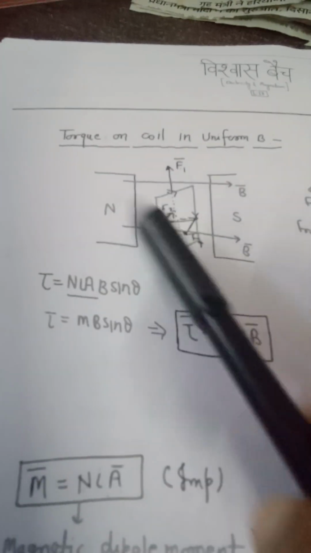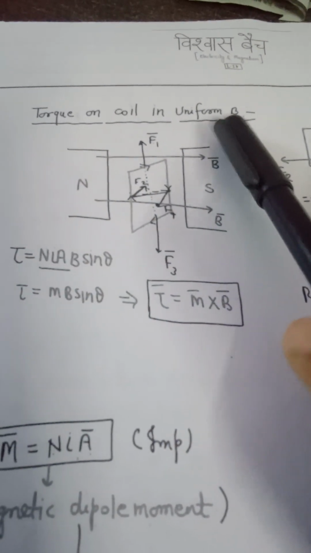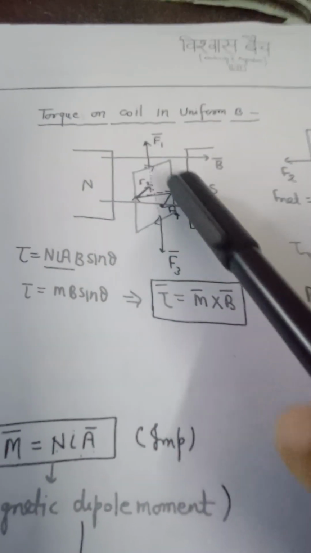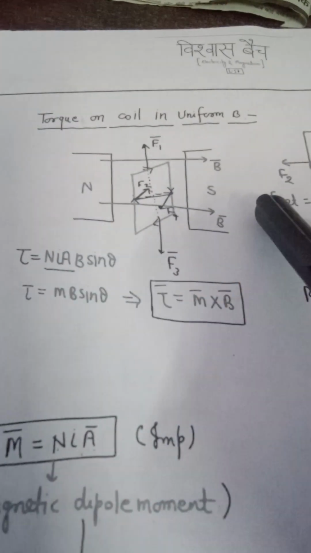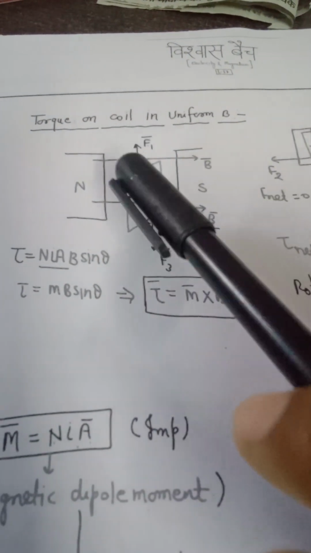So now we are discussing torque on a coil in a uniform magnetic field. It is a uniform coil, and it is situated between two magnets, that is the N magnet and the S magnet, which is B.